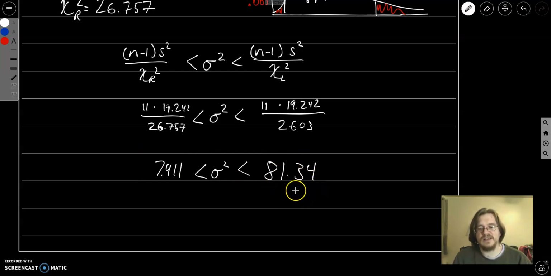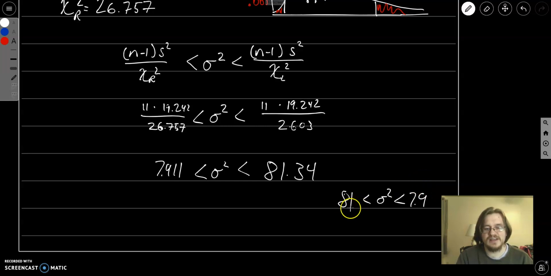Now, notice that if we accidentally wrote the chi L and the chi R in the wrong place, we would have something that looked like this: 81 is going to be less than sigma squared is going to be less than 7.9. Well, this doesn't make sense because 81 is not less than 7.9. The bigger number has to be the bigger number according to this. So if you switch the order around, 81 is bigger than 7, so 81 is going to have to be on this side. So you will notice when you get these numbers wrong.